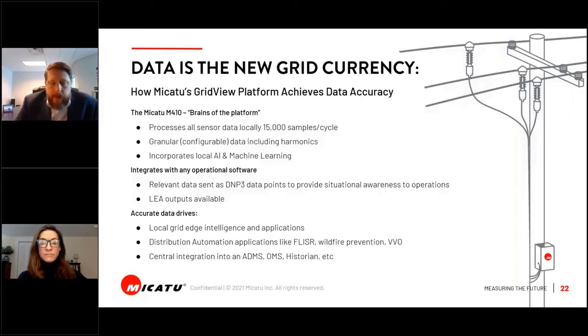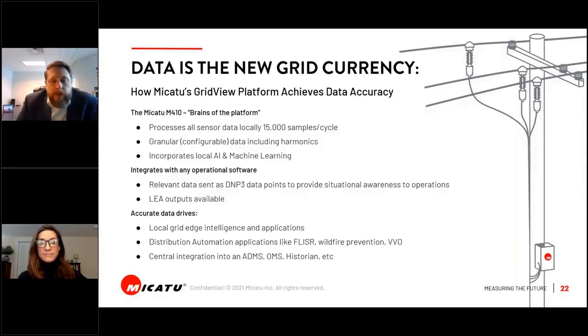I can't push this enough, too: modularity and flexibility. The M410 really enables these applications by having the DMP output that can communicate with essentially any ADMS system, but also locally control using LEA outputs. And LEA is just the low energy analogs. We're really excited, too. We're coming out with a new product that gives you a 120 volt output, so you can retrofit even further back to equipment. Our goal is to give you sensing, without having to change your whole infrastructure to do it.